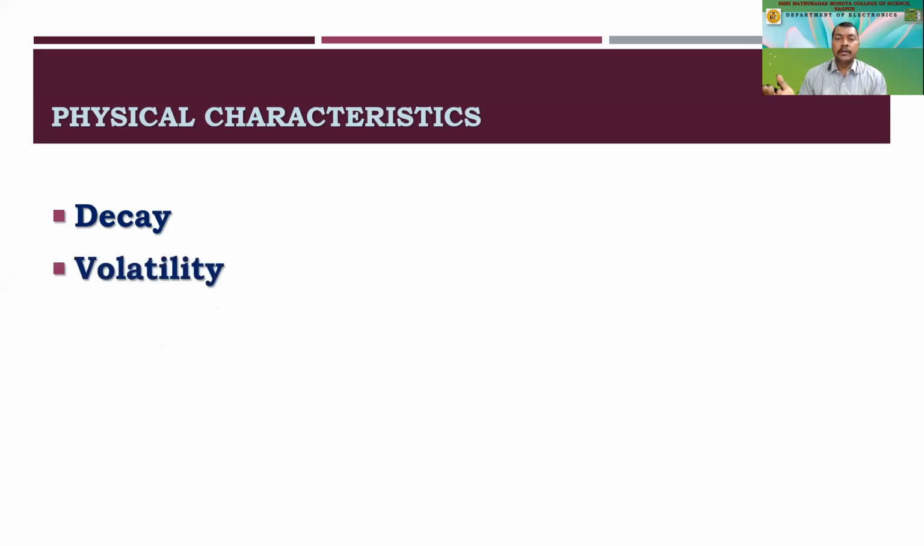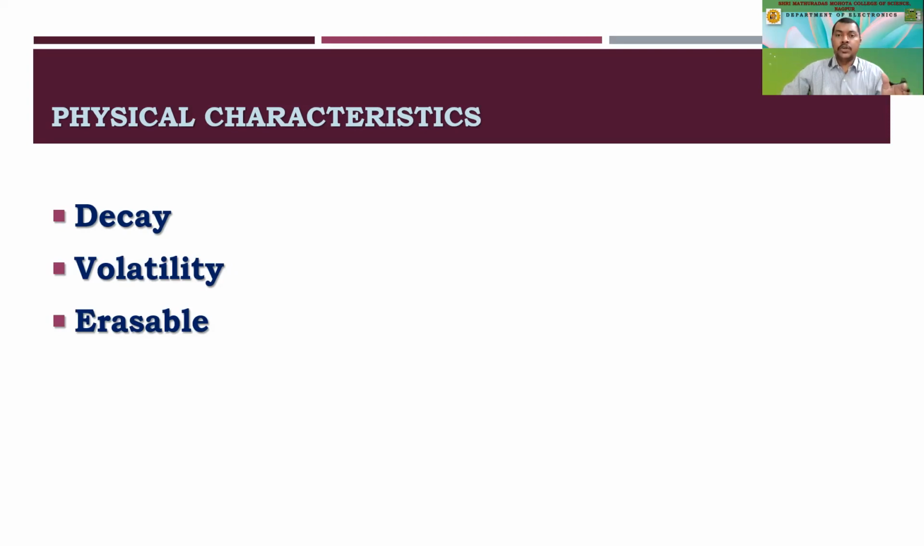Volatility means whether the data is retained in that memory or not, if the power supply is switched on or off, right? So it should retain the data, that is volatility. We'll study this. Then erasable, so we can rewrite the data in that memory. It should be erasable, and the other data should be saved over there.